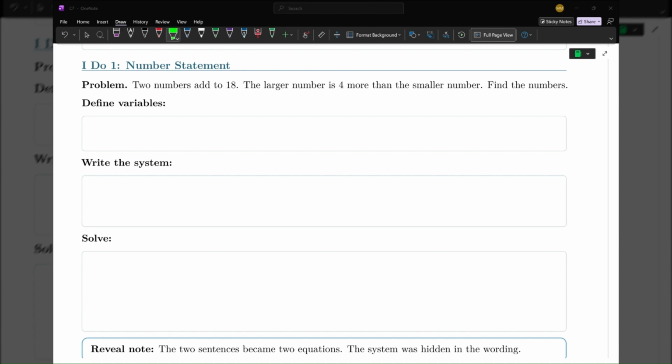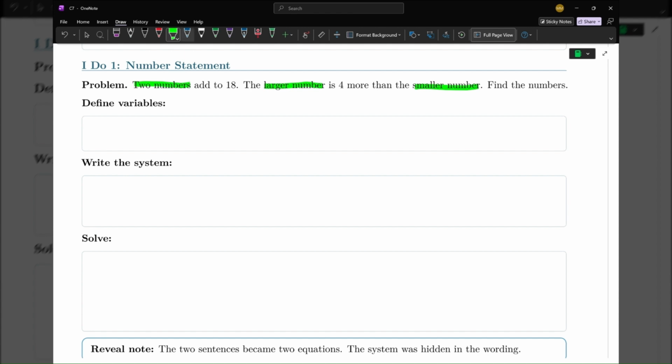So as I look at this question, I'm saying, well, okay, two numbers add to 18. So there's one thing about the numbers. The larger is 4 more than the smaller. That's a second thing about the numbers. So there's two missing numbers, two variables, and I know two things about them. So I can at least set up a system and take a shot at it.